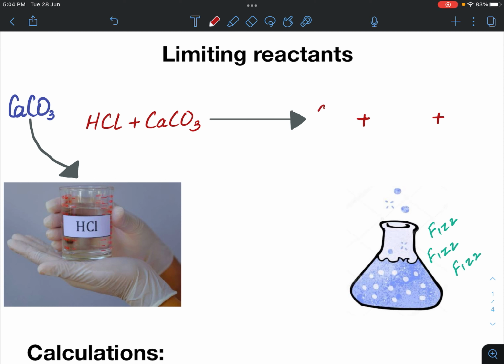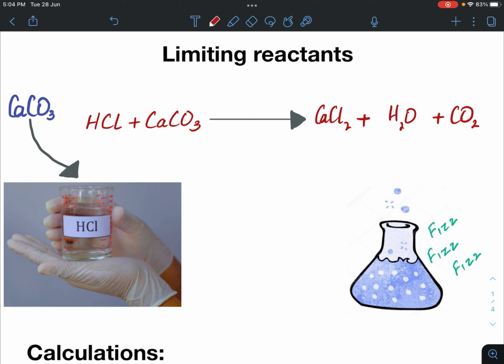We get calcium chloride, water and carbon dioxide. We can see this reaction taking place as calcium carbonate will slowly disappear and will produce a fizz. As it reacts, the fizzing will be gone completely, and at that moment we'll know that one of our reactants has all been used up.